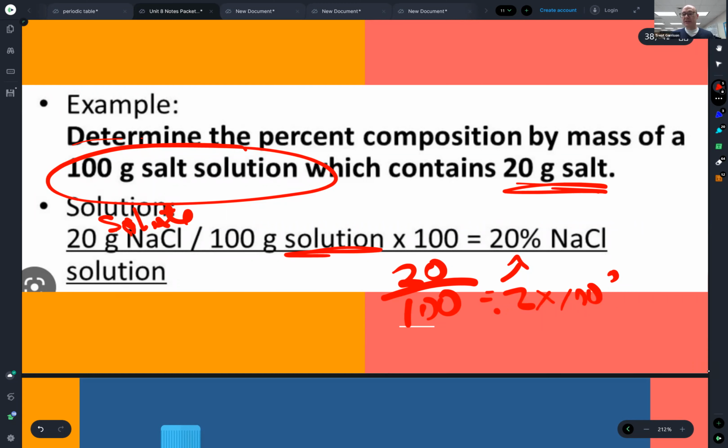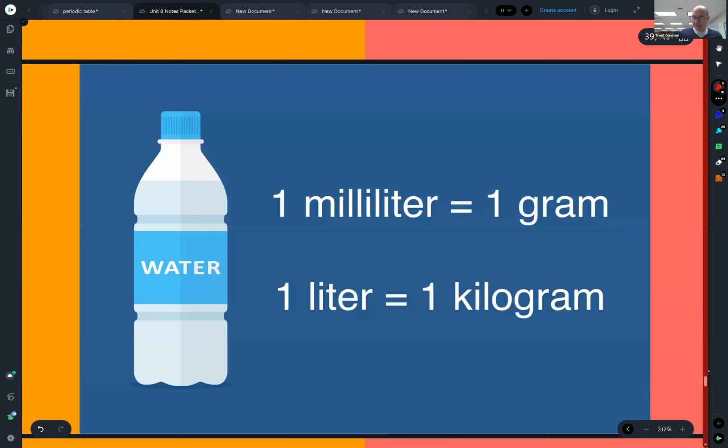Okay, so let's try some examples. Let's hope that I can actually use my pen here. It seems to be fritzing out on me. I may have to pause and come back to you here.